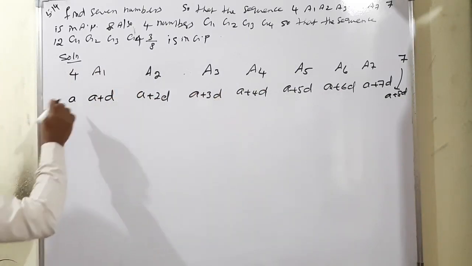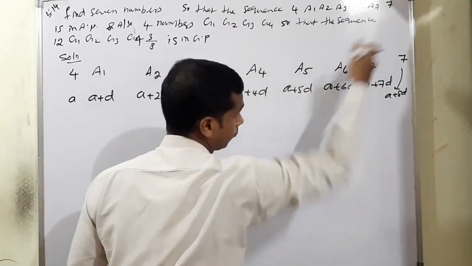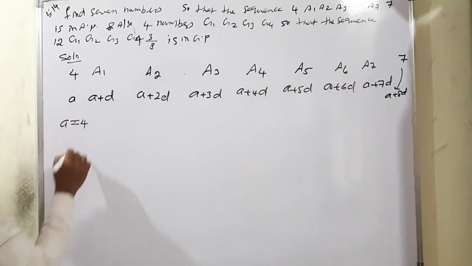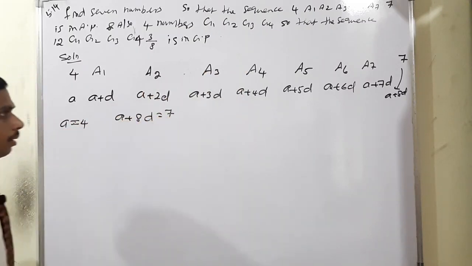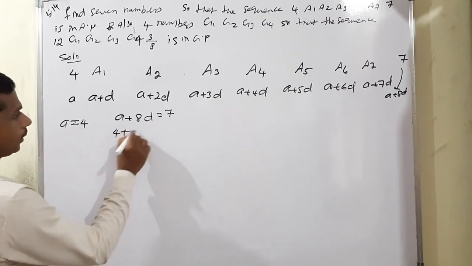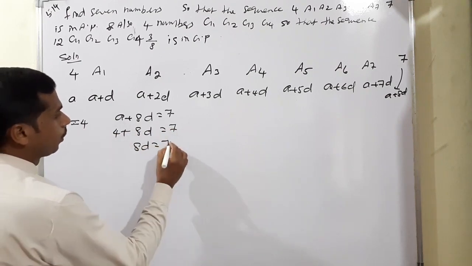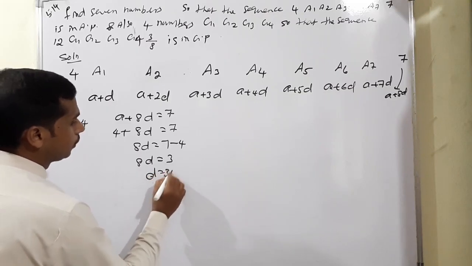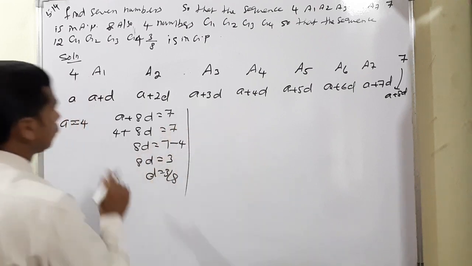Now, just equating, what are the known values? The first known value is 4, as well as the last known value, 7, isn't it? Therefore, A is equal to 4. The last condition, A plus 8D is equal to 7. Instead of A, take 4, so 4 plus 8D is equal to 7, means 8D is equal to 7 minus 4. Therefore, 8D is equal to 3, means D is equal to 3 by 8. Once we find the starting value and difference, it will be easy to find the terms one by one.